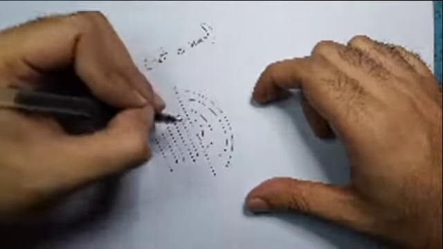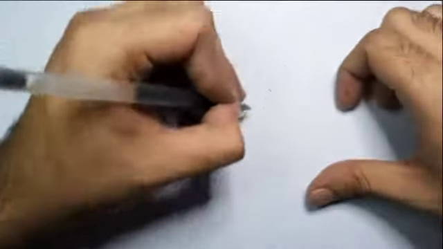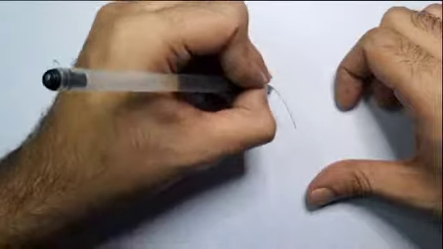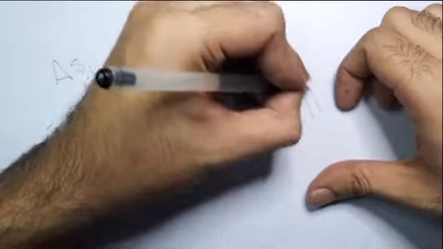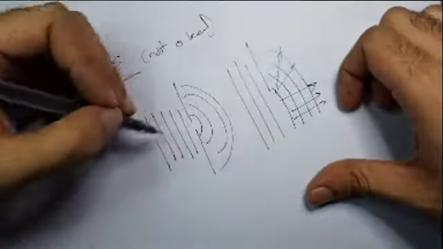which is basically the spreading of a wave when it passes through a gap equal to or smaller than its wavelength. And it also happens when a wave hits an edge, right? So when it hits an edge, diffraction only happens at the side, but the rest of the wave doesn't diffract.